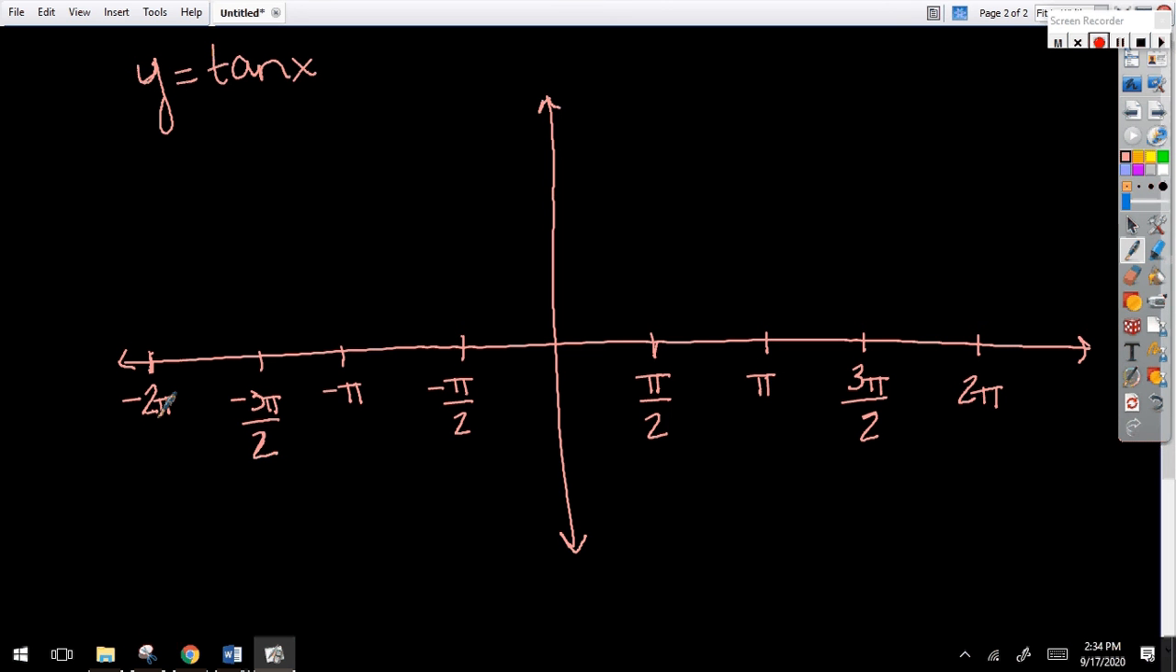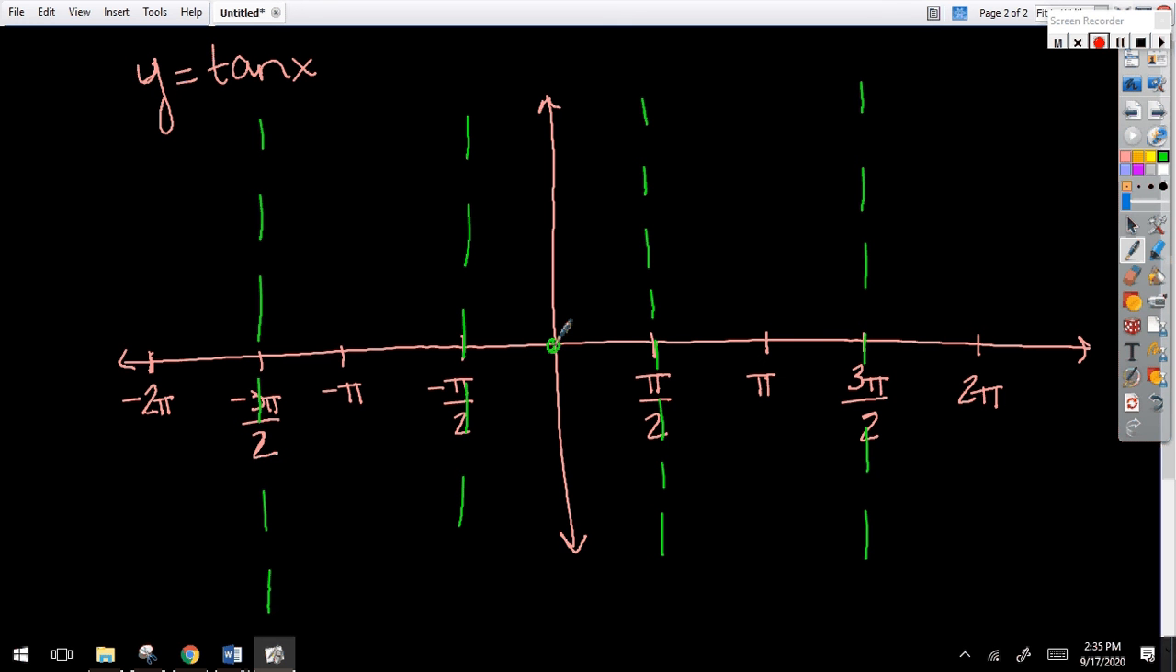So speaking of those values, if you look on your unit circle, you have places where tangent is undefined, and it is undefined at pi over 2, which means we're going to have an asymptote at pi over 2, and it is also undefined at 3 pi over 2, right? And so this is the pattern. Tangent has values of 0 at 0, pi, 2 pi, and it loops around, right? Negative pi and negative 2 pi.